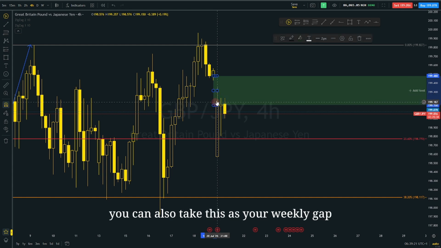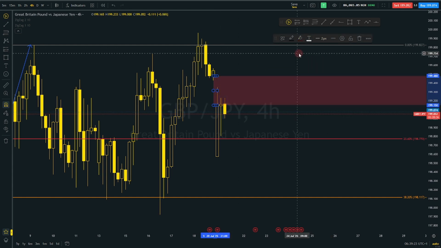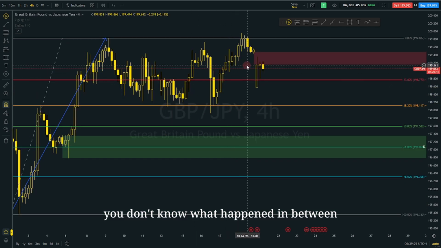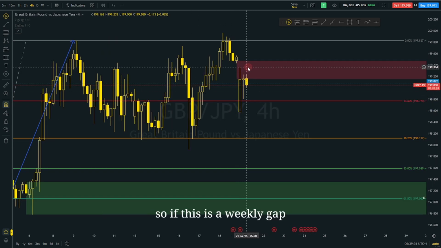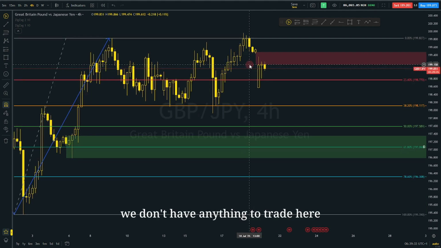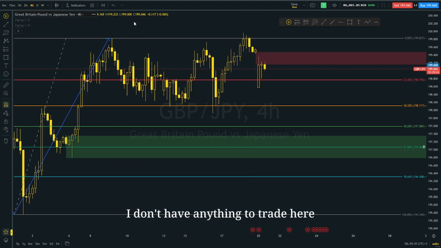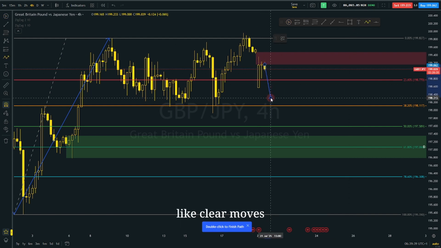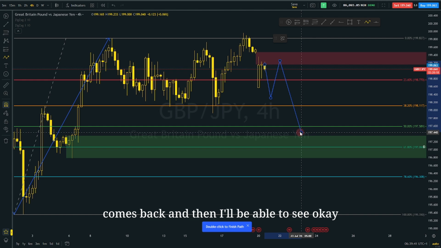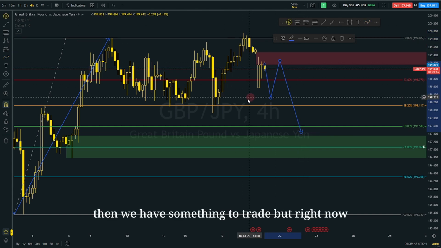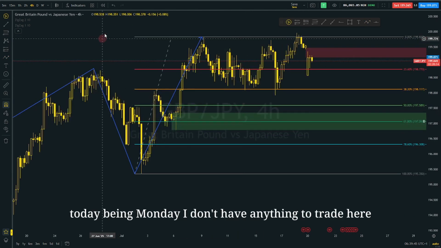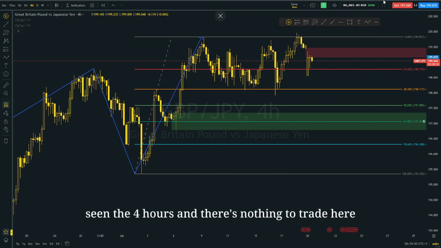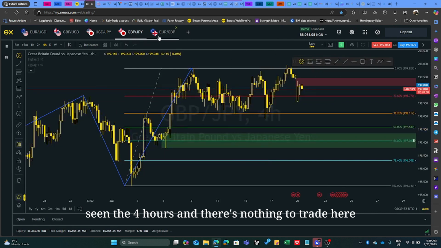However, you can also take this as your weekly gap because price moved like this over the whole space. You don't know what happened in between. So if this is a weekly gap, we don't have anything to trade here. I would want to see price create clear moves, come back, and then I'll be able to say, okay, we have something to trade. But right now, today being Monday, I don't have anything to trade here. I've seen the weekly, the daily, the 4 hours, and there's nothing to trade.